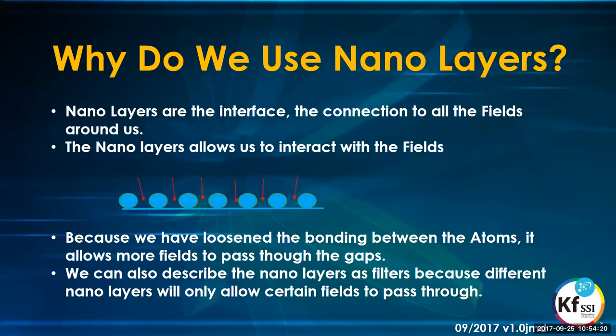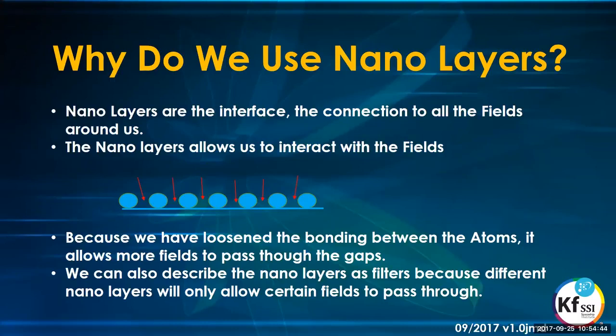So why do we use these layers? The nano layers are the interface, it's the connection to all the fields around us. It's these nano layers that allow us to start interacting with these fields. Because we have loosened the bonding between the atoms, it allows more fields to pass through these gaps.